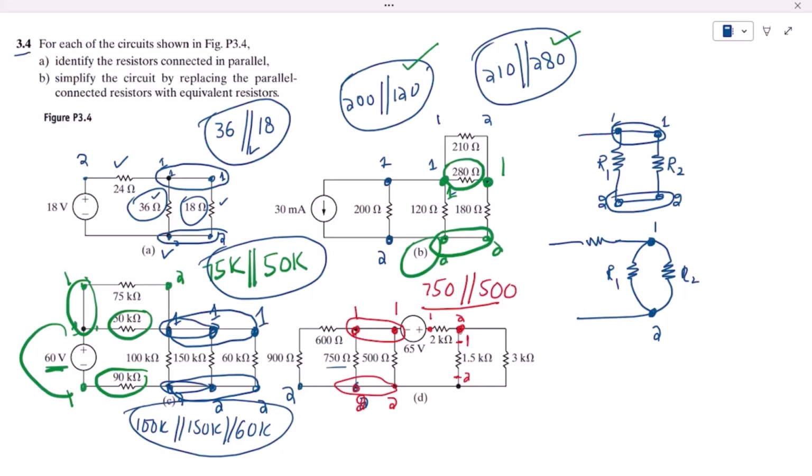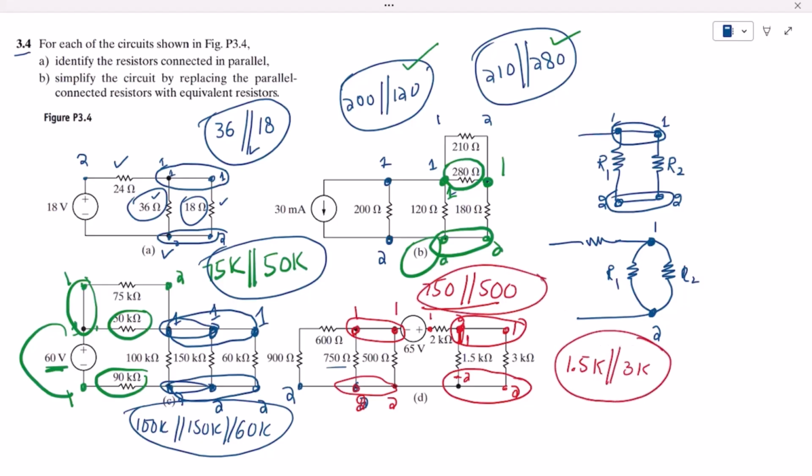Okay, so similarly, this is the first end which is connected here, and this is the second end. You can see that the two second ends and the two first ends of 1.5k and 3k are connected, so therefore these two are in parallel with each other. So these two combinations are basically parallel with each other. I hope you have seen how to find out the parallelism.